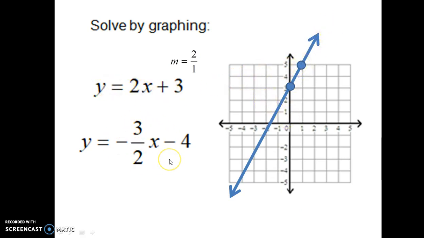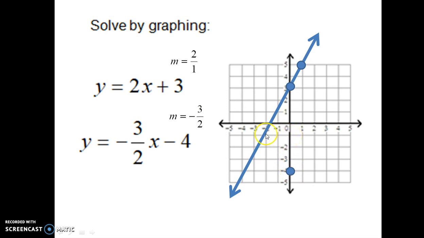Next one here, we have a slope right here of negative 3 over 2, so I'm going to write m equals negative 3 over 2. Begin at our y-intercept of negative 4. From there, you go down 3 over 2. It says minus 3 over 2, negative, so down 3, but that'll take us off the graph. So again, we're going to go up this time. 1, 2, 3, up 3.